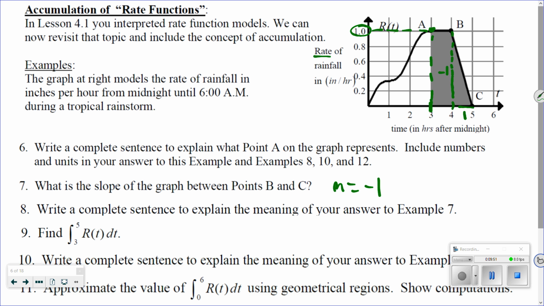Okay, number 9, we want to find the definite integral from 3 to 5 of r of t. So we're just looking for the area under the curve. And we can find that from 3 to 5, right? Because we could split this into just a rectangle and a triangle.